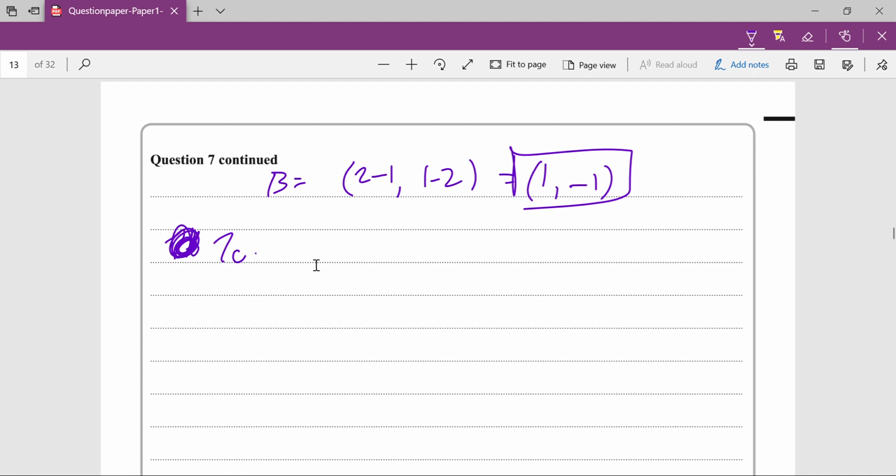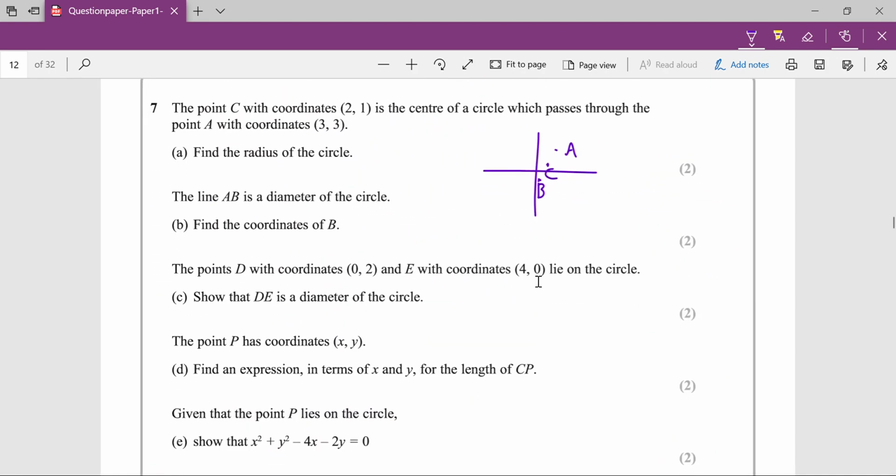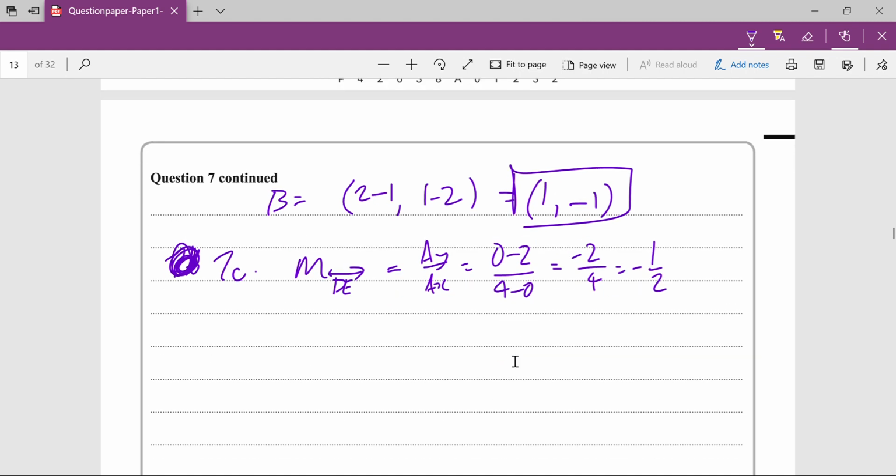So the gradient of the line DE would be equal to the rise over run, or in fact 0 minus 2 over 4 minus 0, which is minus 2 over 4, which would be negative a half. So that's the gradient of our line DE.